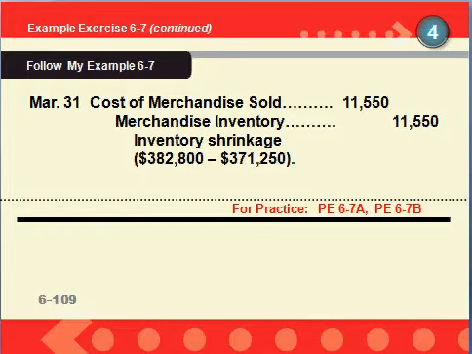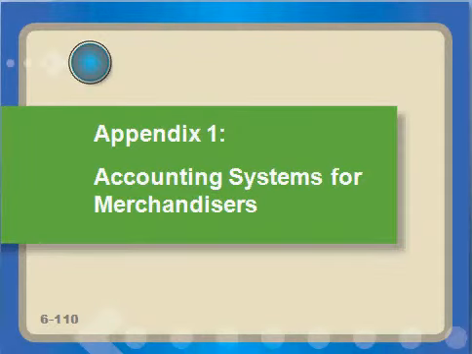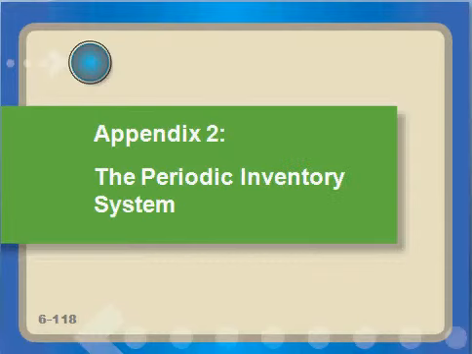And that concludes this chapter. There are a couple of appendixes at the end of this chapter. Appendix 1 deals with accounting systems for merchandisers, and Appendix 2 deals with a periodic inventory system. You do need to read through those and study them so you'll get a better understanding of the material covered in both of those appendixes. This does end the chapter, and I don't normally go over the material in the appendixes, but I do encourage you to study it. I think it will help you get a better understanding of the material covered in the chapter.